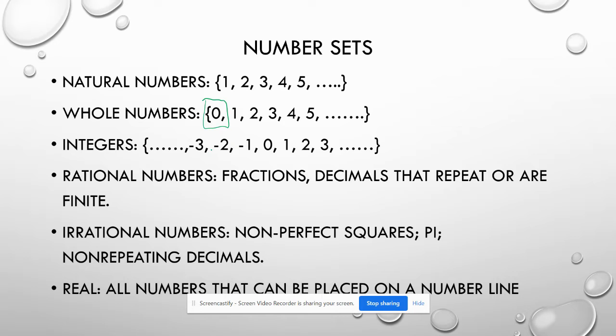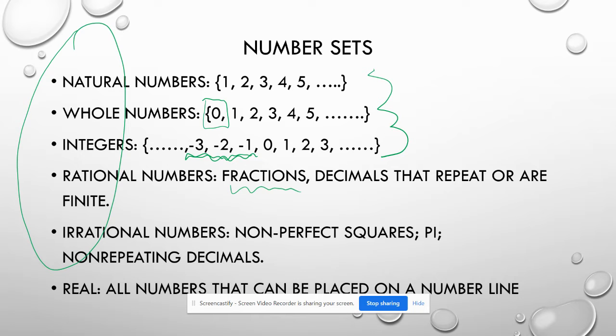Integers now uses the whole numbers, but adds the negative parts of them. Rational numbers has all of these top three, plus fractions and decimals that repeat or are finite. Irrational numbers are kind of off on their own. These are going to be non-perfect square roots, pi, non-repeating, never-ending decimals. And then real numbers are all of these. These are all real numbers and anything that can be placed somewhere on a number line.